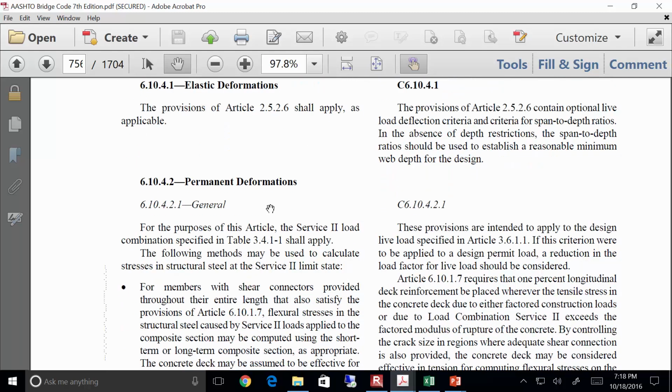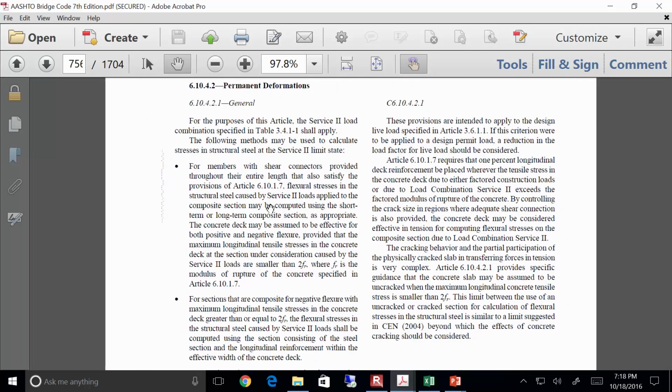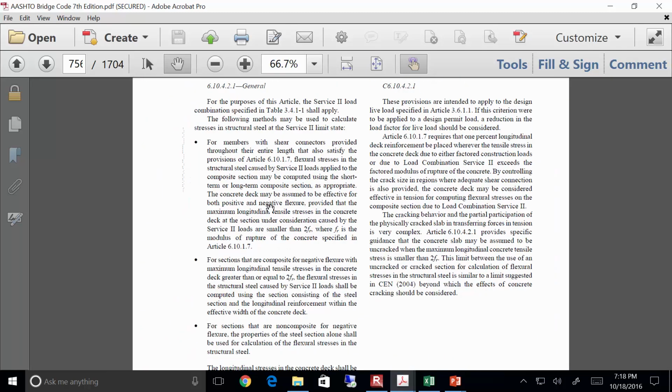Now, these bullet points that you see right here, we're going to handle those. We're going to take our time with them later. Suffice it to say that for right now, all this stuff is related to negative bending. And for right now, I'm going to do positive bending first, then I'm going to do negative bending, okay? Make sense? We'll tackle those later.